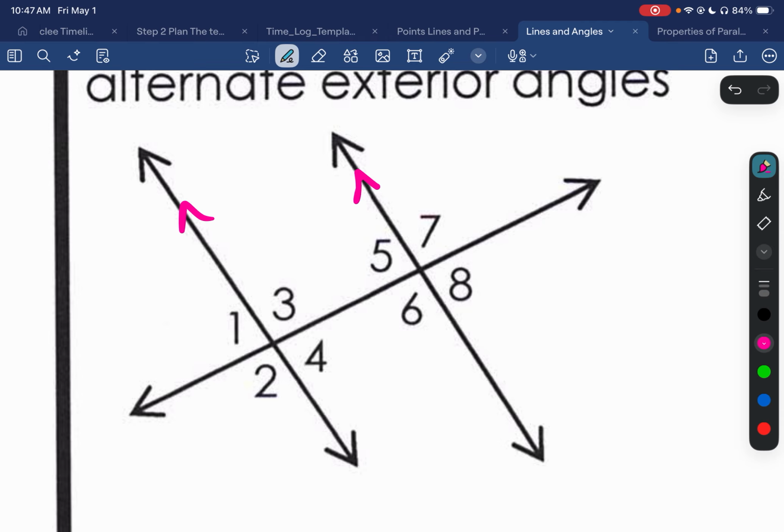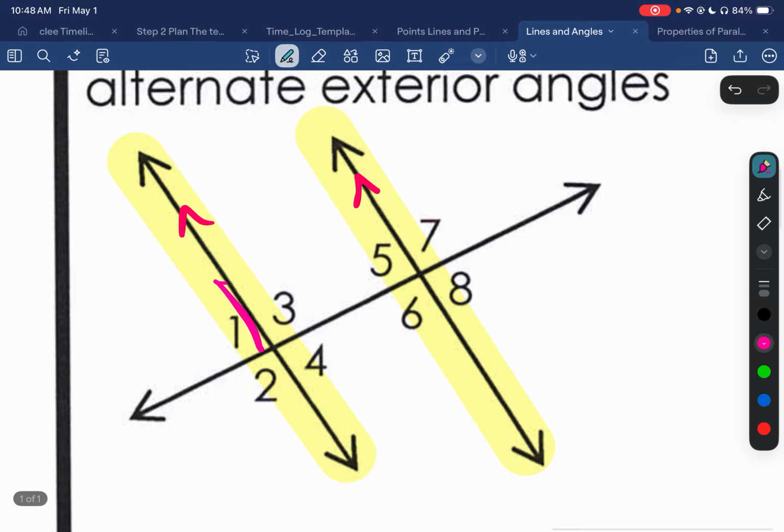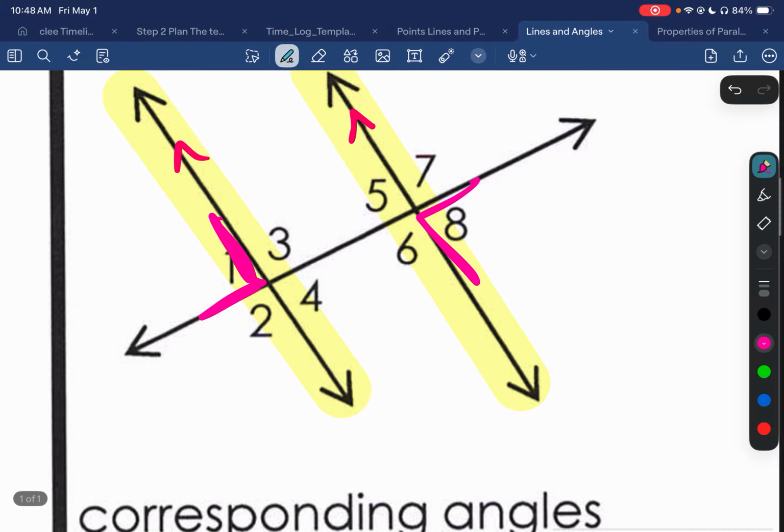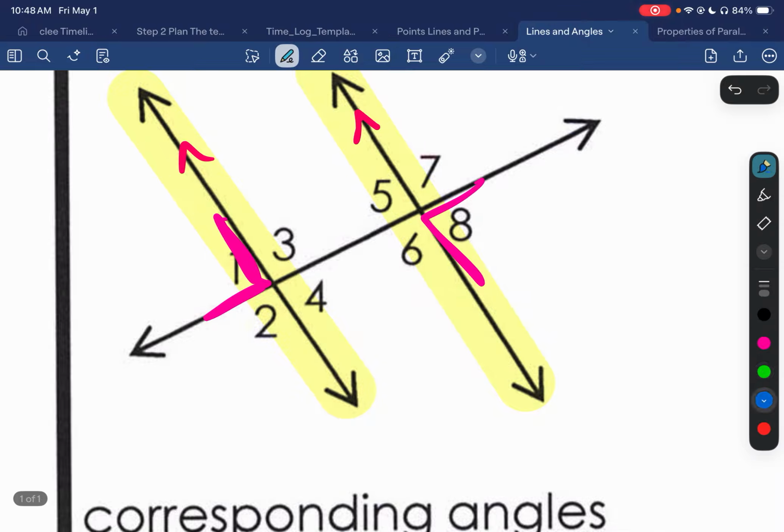All right, so alternate exterior angles. So alternate means opposite sides, and we want to be exterior, we want to be outside of my parallel lines. Let me highlight my parallel lines so we don't get confused. If those are my parallel lines, what are opposites? So we have this angle right here, 1 and 8, and we have another pair of 7 and 2.